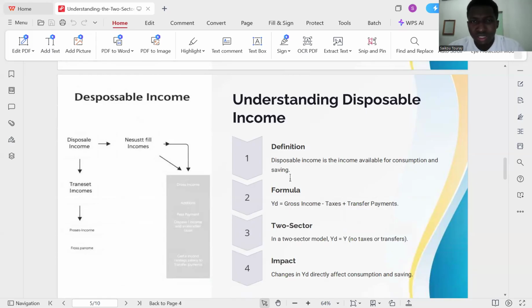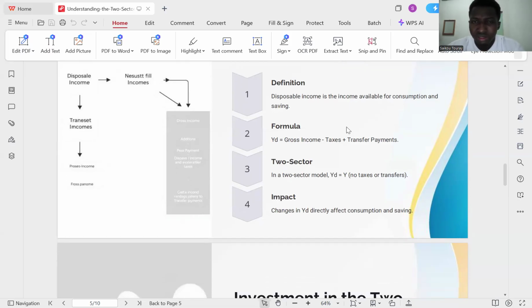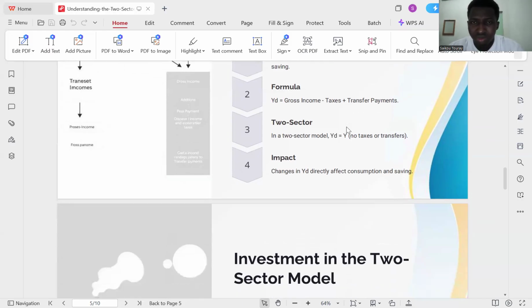Here, understanding disposable income, we have the definition: it is the income available for consumption and saving. We also have the formula: YD equals gross income minus any tax, plus transfer payments made by the government. In a two-sector model, YD equals Y, assuming no tax or transfer. This is the formula that you are supposed to use.